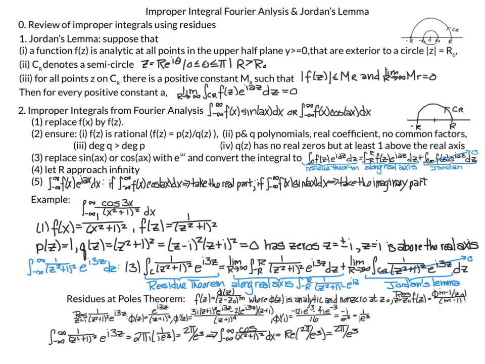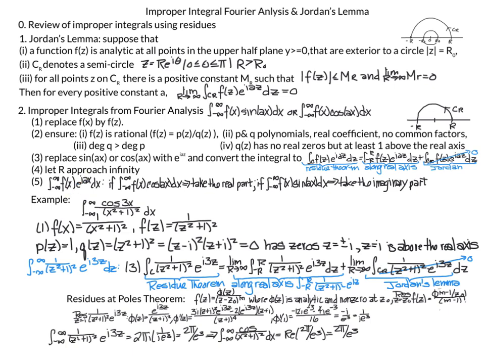The next step is to replace sine of ax or cosine of ax with e to the iaz. So now instead of this integral of f of x times sine of ax or f of x times cosine of ax, we're going to have the integral of f of x times e to the iax. And then if our original integral was for cosine, then we're going to take the real part of our integral of f of x times e to the iax, and if our original integral was f of x times sine of ax, then we're going to take the imaginary part of our integral of f of x e to the iax.